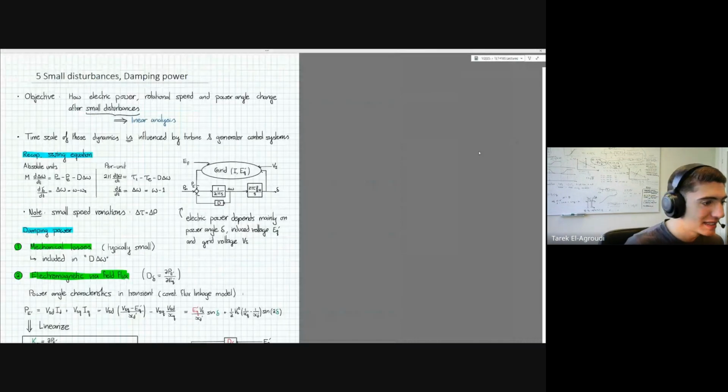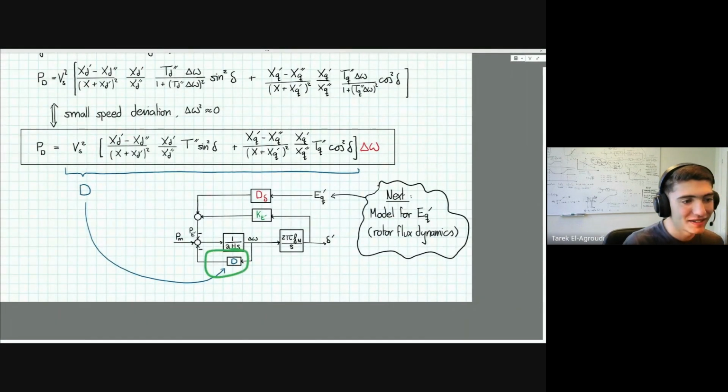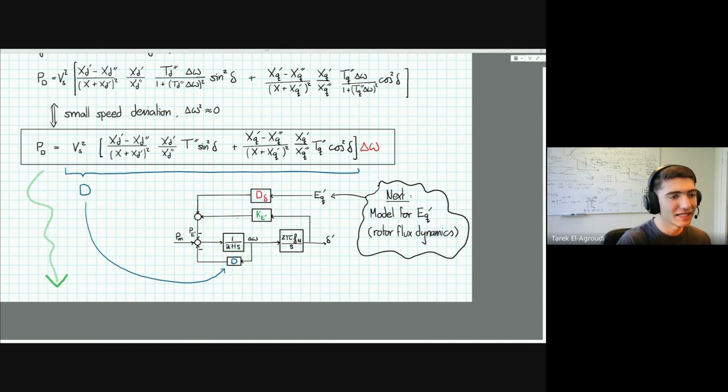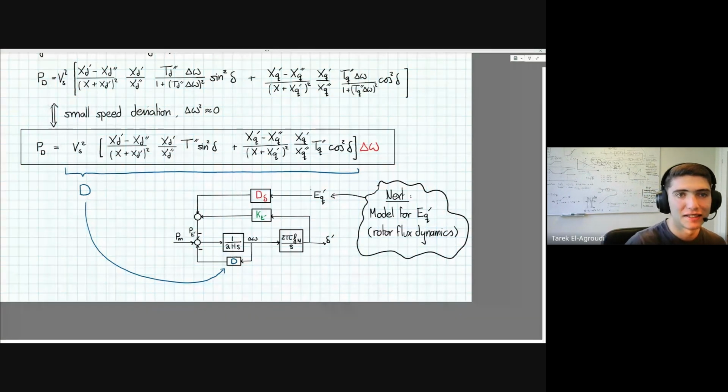DEQ, this damping. So this damping here, it's just a damping constant. It will dampen these oscillations. It's a bit interesting to look at how this DEQ changes if you actually model the rate of change. So if you model these flux dynamics as it's done in the advanced model here.